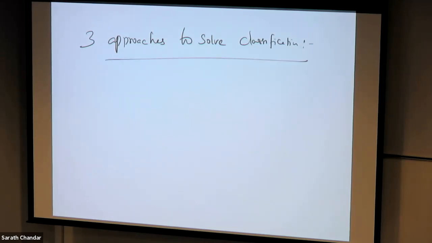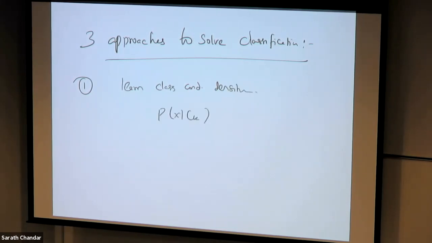Now we can broadly classify all these solutions into 3 major approaches. So there are 3 approaches to solve classification. And we are going to see several examples for each of these approaches. So the first approach is to learn class conditional densities, which is basically P of X given Ck.